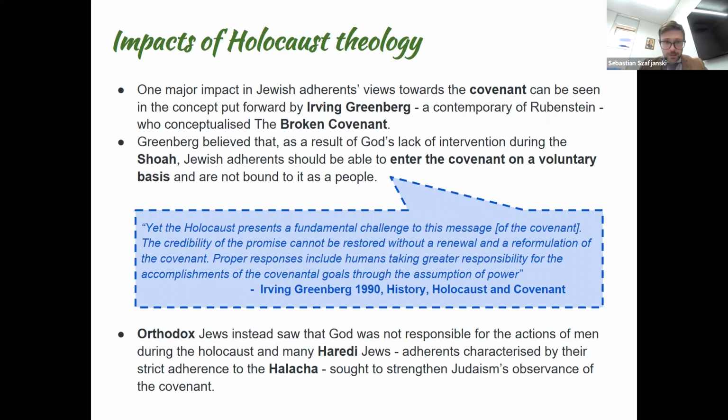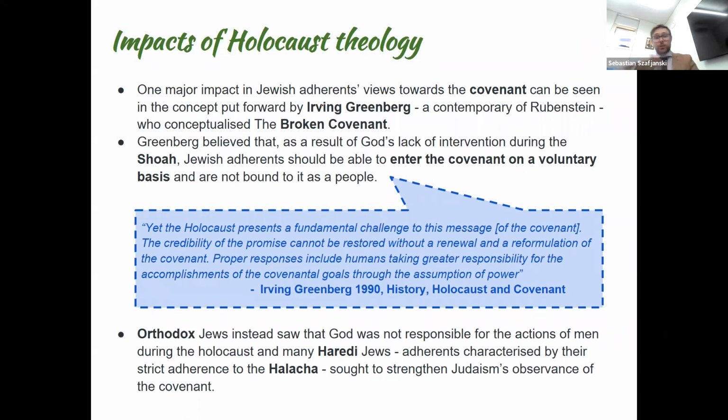And there was a fair bit of rebuttal to that in the Orthodox Jewish strands. Orthodox Jews saw that God was not responsible for the actions of men during the Holocaust, and many Haredi Jews, which are an Orthodox group who are quite strictly adherent to the Halakha, sought to strengthen Judaism's observance of the covenant. So we had these two ideologies that came to butt heads as a result of the Holocaust.